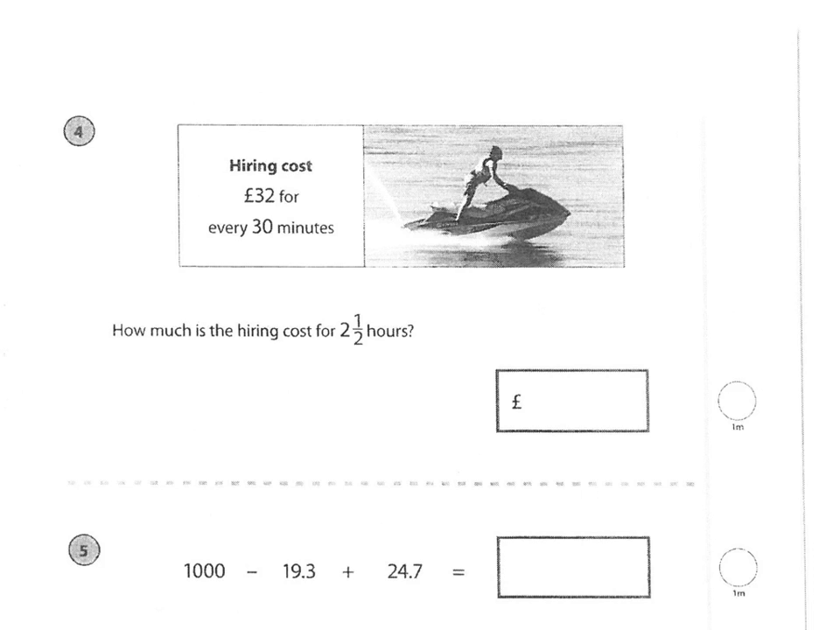The cost for hire of this jet ski is £32 for every 30 minutes. The question asks, how much is it to hire for 2.5 hours? So I want to ask myself, how many 30-minute slots would 2.5 hours be? Well, an hour is 2 lots of 30 minutes. The second hour is another 2 lots of 30 minutes. And the half an hour is another lot of 30 minutes. So altogether, that's 5 periods of 30 minutes. So what I would do is 32 times 5, which gives me £160.